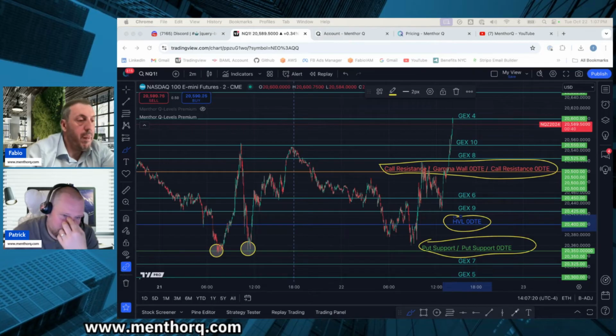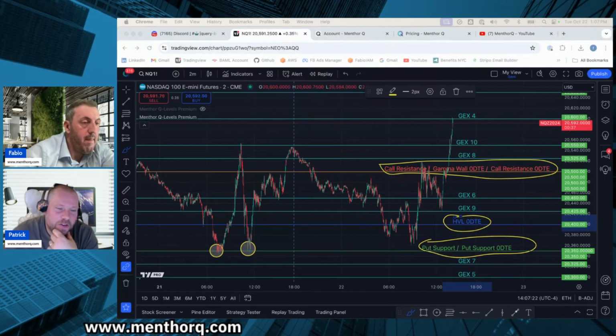I have some questions. People are always asking: do we have some backtest data about the levels, put support, call resistance, or is there something we have or will provide in the future? Do you have some outlook about this?